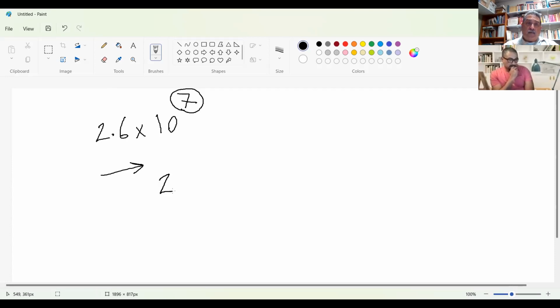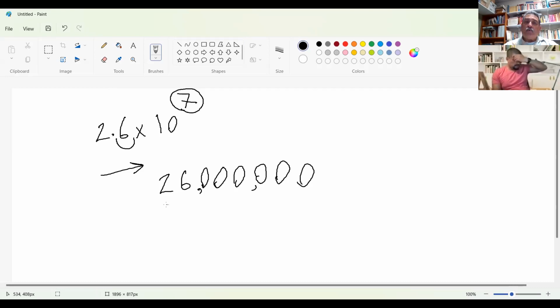The decimal point is here, and I have to move it 7 times. So it moves 1 time from here to here, that becomes 1, then 2, 3, 4, 5, 6, and 7. So 2.6 times 10 to the power 7 is equal to 26 million. You follow what I did?